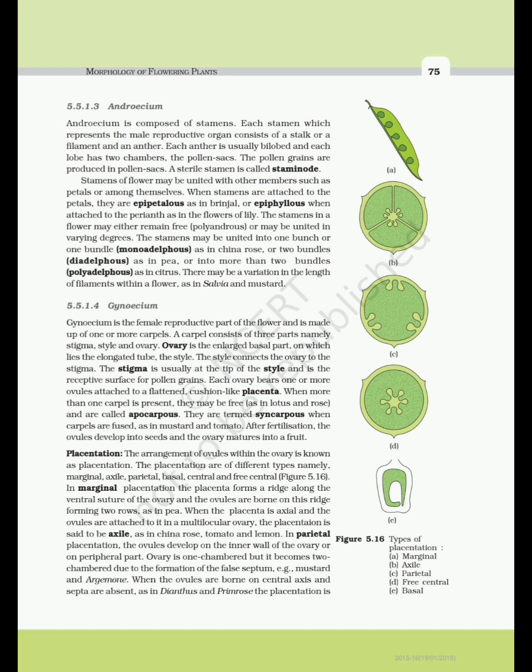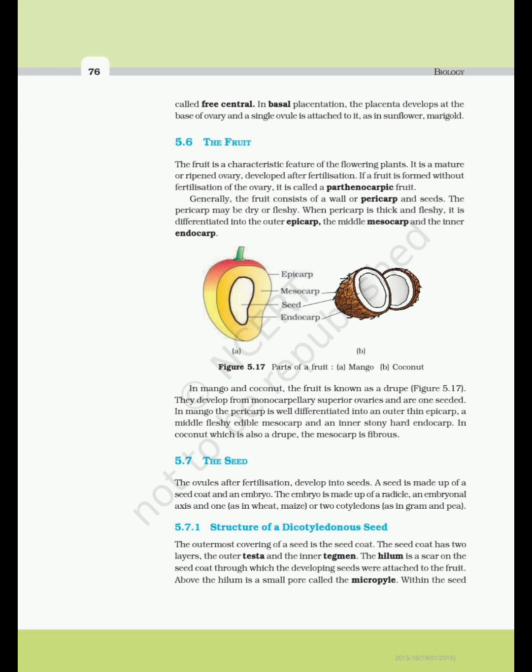In parietal placentation, the ovules develop on the inner wall of the ovary or on peripheral part. Ovary is 1-chambered but it becomes 2-chambered due to the formation of the false septum, e.g., mustard and argemone. When the ovules are borne on central axis and septa are absent, as in dianthus and primrose, the placentation is called free central. In basal placentation, the placenta develops at the base of ovary and a single ovule is attached to it, as in sunflower, marigold.